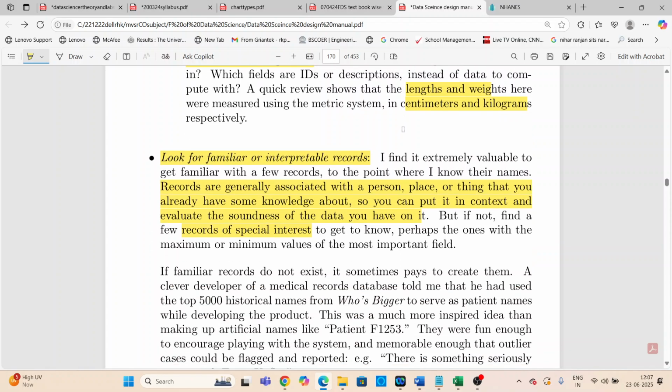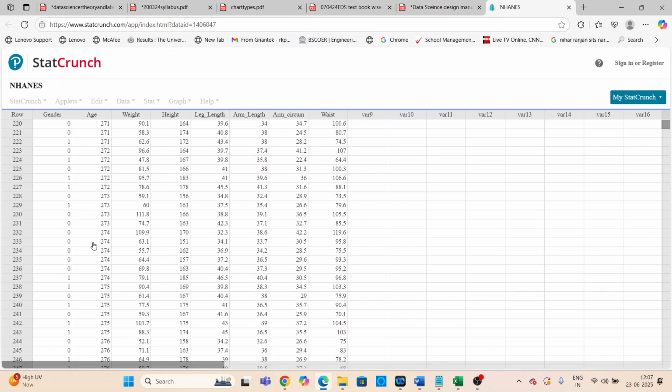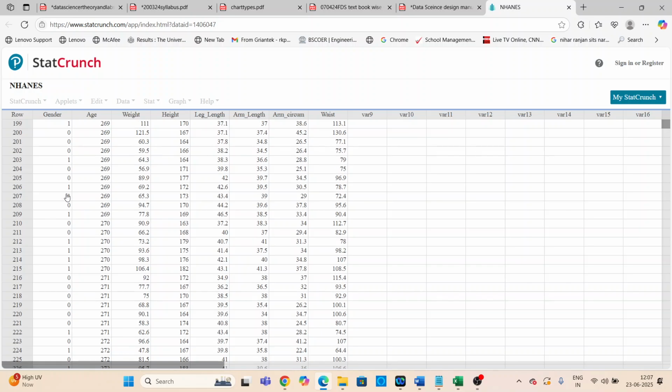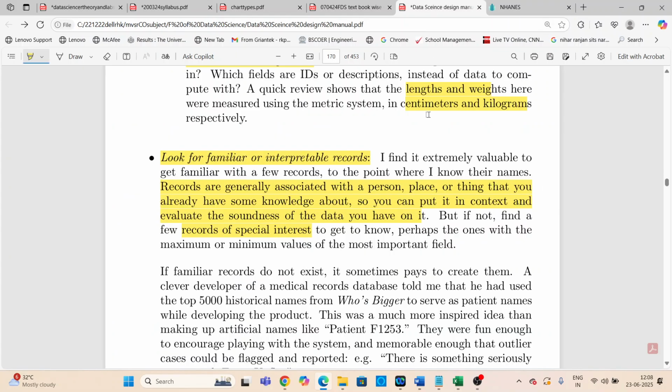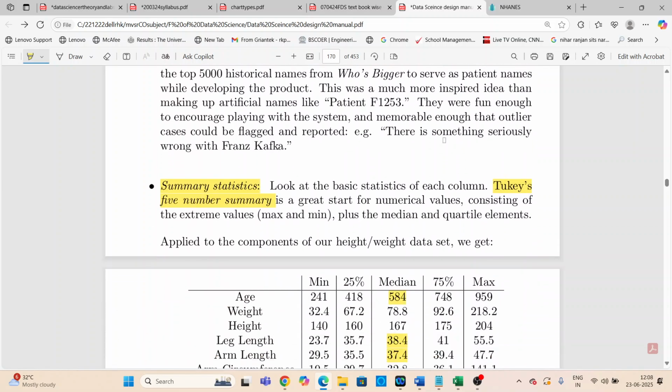Also try to look for some familiar or interpretable data. Suppose one of the records is of my student, let us say Pawan's data is there. I know all the things about Pawan, and I can compare Pawan with this data. If any data entry is wrong, I can tell, because I know all of Pawan's data. I should try to find something which is relatable, something which is interpretable in the data set. If I don't have it, I can put it in synthetically, that also is a good idea.